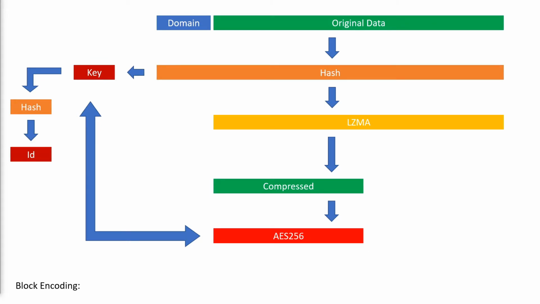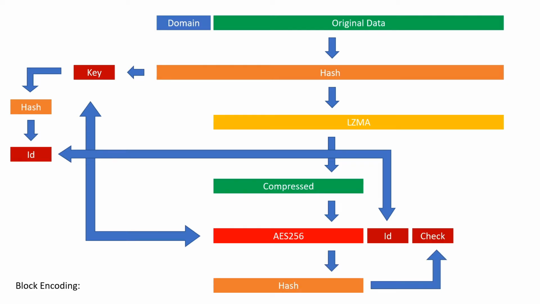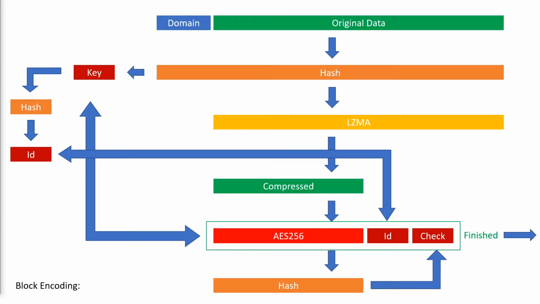Our final step in encoding this block is to place the ID after the encrypted blob, and also append a hash of the encrypted blob after that. All these parts together make up our encoded block. Let's recap what this lets us do.